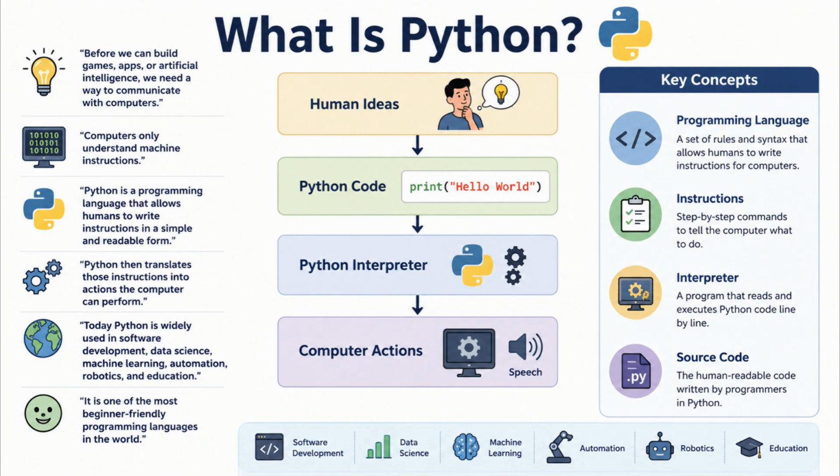Before we can build games, apps, or artificial intelligence, we need a way to communicate with computers. Computers only understand machine instructions. Python is a programming language that allows humans to write instructions in a simple and readable form. Python then translates those instructions into actions the computer can perform. Today, Python is widely used in software development, data science, machine learning, automation, robotics, and education. It is one of the most beginner-friendly programming languages in the world.